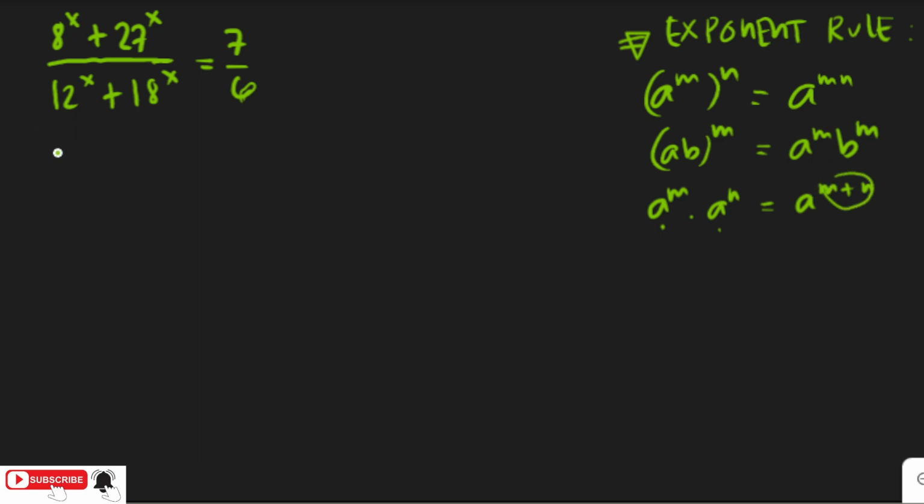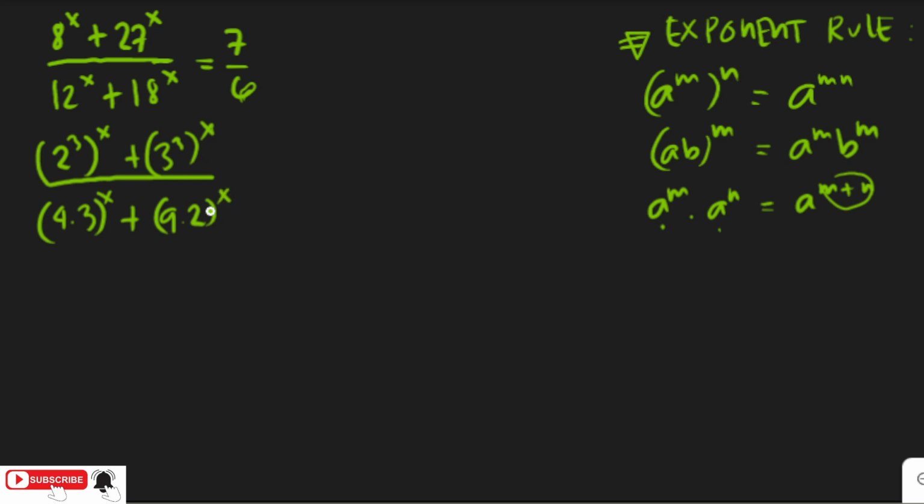So let's proceed. This equation can be written as (2^3)^x plus (3^3)^x, divided by 4 times 3^x. 4 times 3 is 12. And then we have 9 times 2^x. 9 times 2 is 18, all equal to 7/6. So all the manipulation here is from the exponent rule.